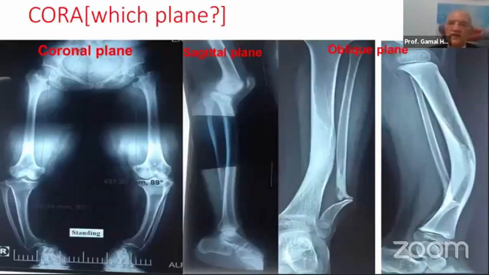The CORA also has to be described in which plane. So the coronal plane, you see the CORA in the coronal plane, or the sagittal plane, you have a lateral X-ray, or the oblique plane. What's the oblique plane? If you have a deformity in the AP and lateral, that means this is an oblique plane, not on the AP or the sagittal, in between.